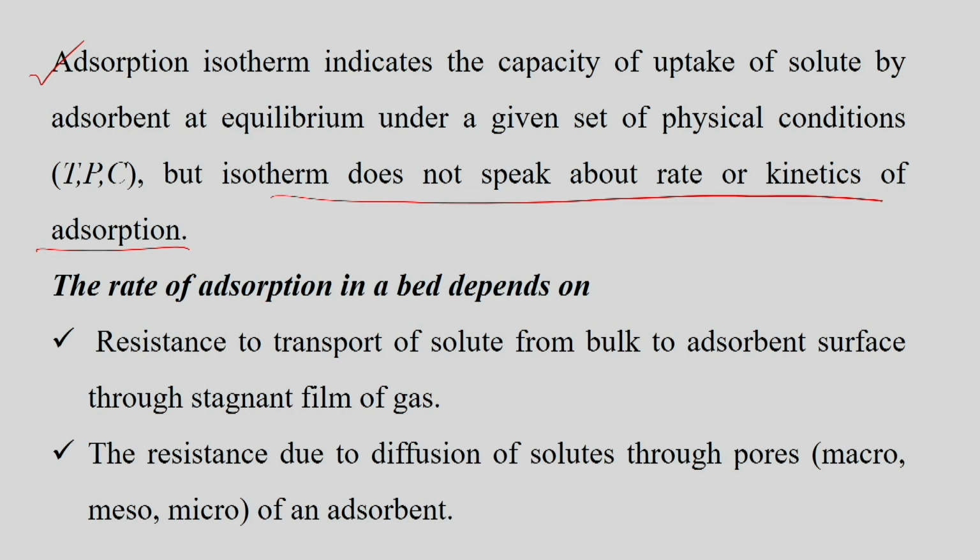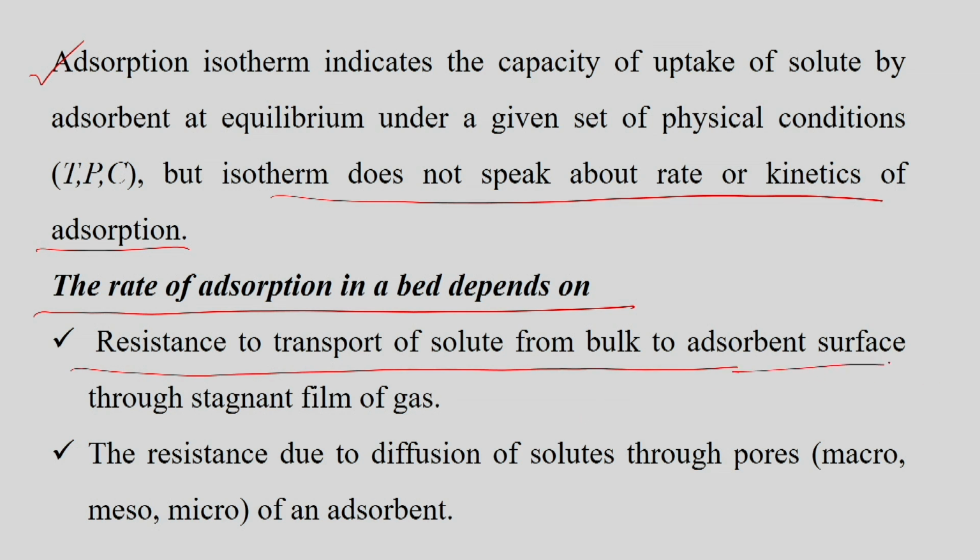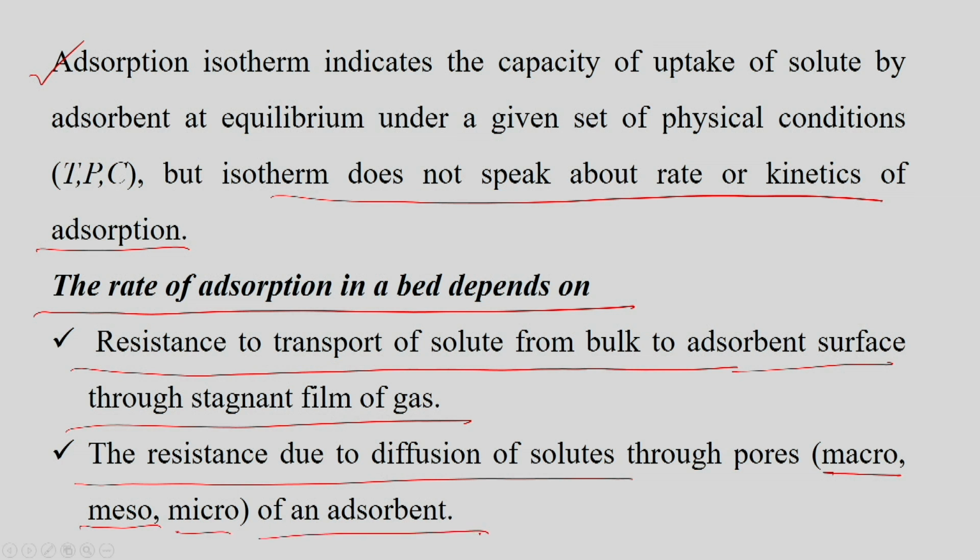The rate of adsorption in a fixed bed depends, firstly, on the resistance to transport of the solute from the bulk to the adsorbent surface through the stagnant film of the gas, and then on the resistance due to diffusion of the solute through the pores, which may be macroporous, mesoporous or microporous. These two factors control the adsorption rate in the fixed bed, or the packed bed.